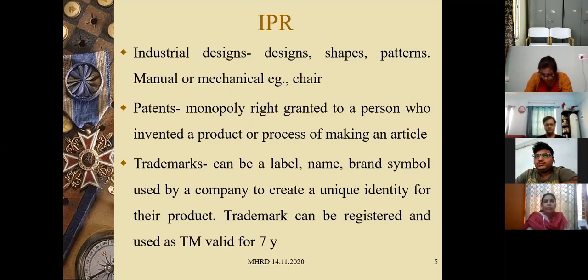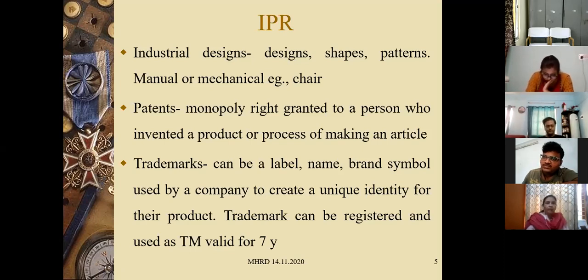So as simple an invention as a pen also is a monopoly right granted to the person who has invented that product, or who has created that process of making an article or an item. Then trademarks, they can be a label, or the name, the brand symbol used by a company. See, Puma, what comes into our mind? Nike. So these are all trademarks.